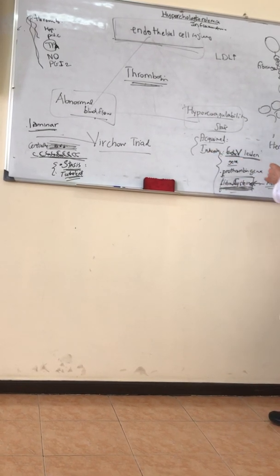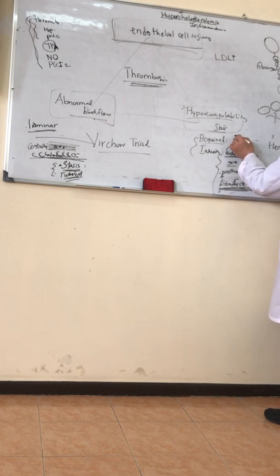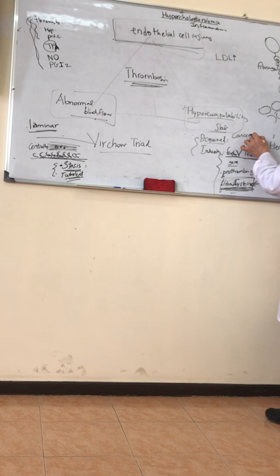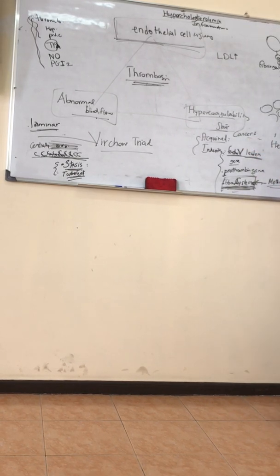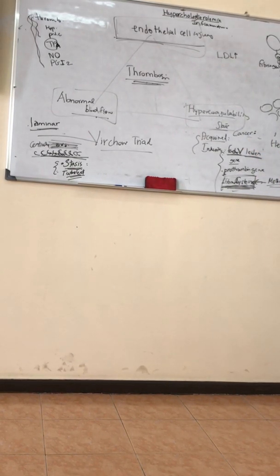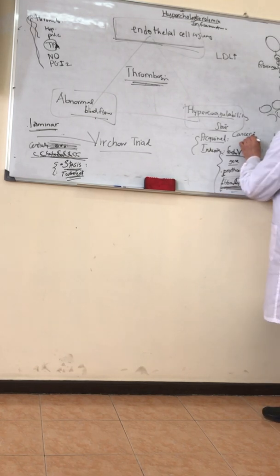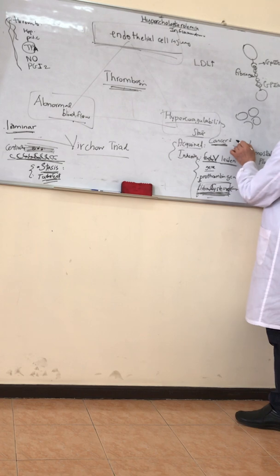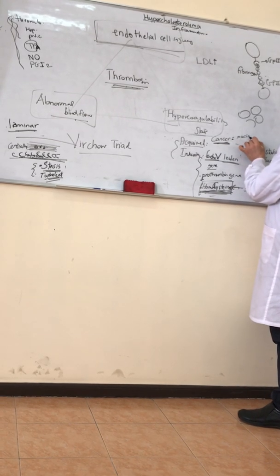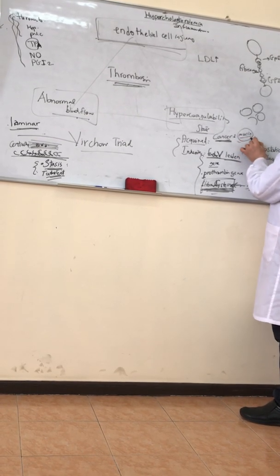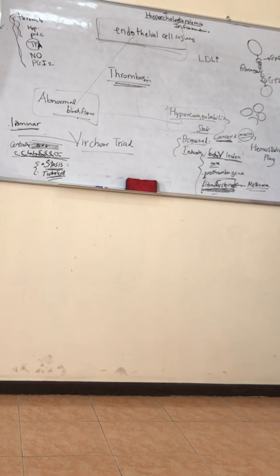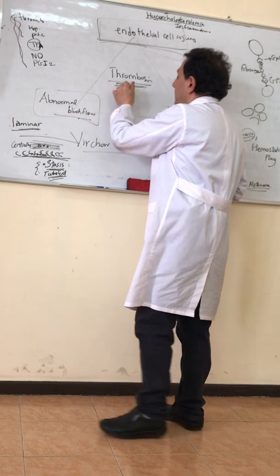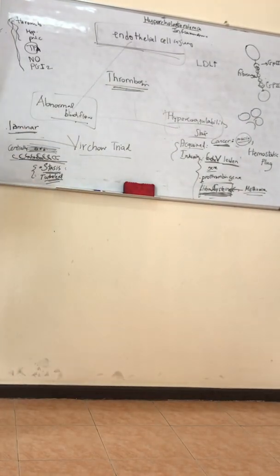Some acquired causes of hypercoagulability state are, for example, cancer. In some cancers, coagulation factors are produced that increase the thrombosis probability, or some cancers produce mucin, and this mucin is thrombogenic. So all these three factors can cause thrombosis, which is the Virchow triad.